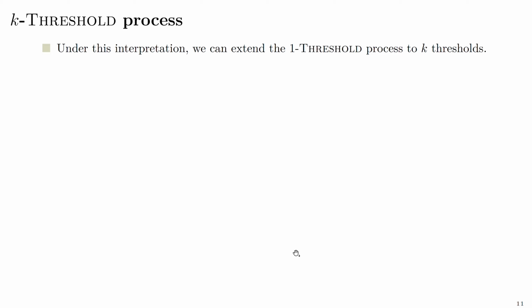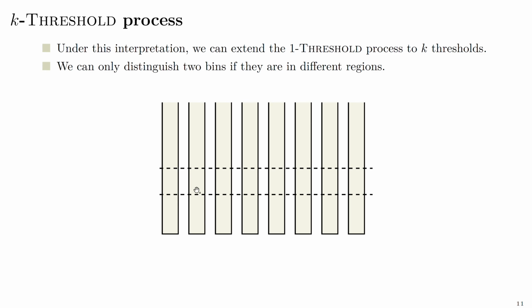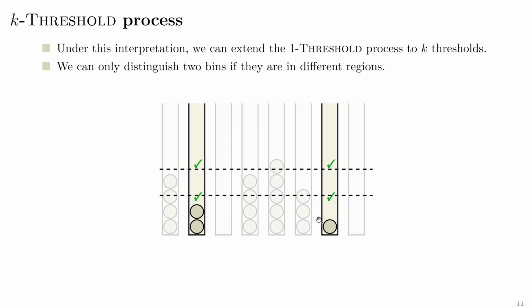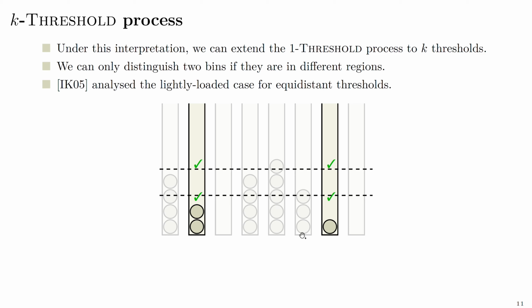Using this incomplete information interpretation, we can extend one threshold to have multiple thresholds. And this means we can only distinguish bins if they're in different regions. So these two bins we can distinguish. These two bins are in the same region, so we cannot distinguish. And Iwama and Kawachi analyzed the lightly loaded case, where the thresholds are chosen so that they are equidistant. In our work, we mostly focus on the heavily loaded case.